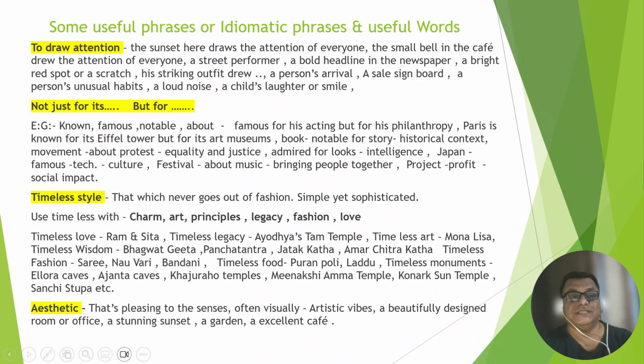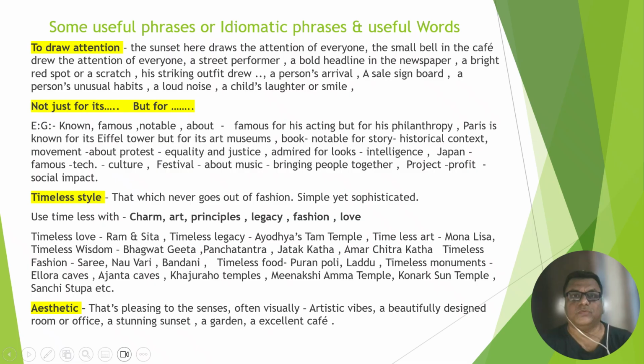The next we'll see is about one word which is aesthetic. Aesthetic is used for what? That which is pleasing to the senses. जो हमारे senses को अच्छा लगता है. We use this for aesthetic purpose. So जो दिखता है specifically वहाँ यूज होता है.